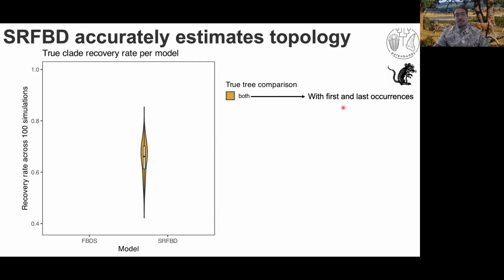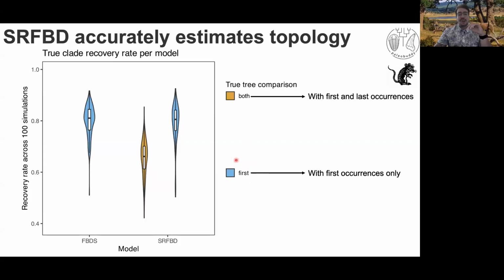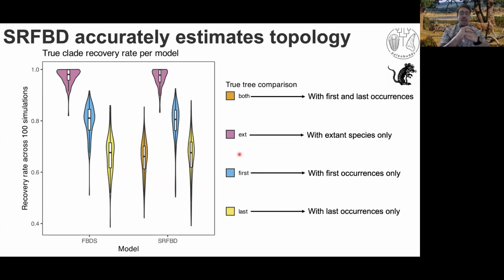When we compare to the true tree with both first and last occurrences, of course, we can only do that for our SRFBD trees, which output stratigraphic range trees. We see a median of around 70% recovery rate, high variation, but in general, I think pretty good results for a first implementation of the model. When we compare to the tree with first occurrences only, last occurrences only, or our extant only tree, in all cases, we see similar results, improving with the smaller tree, and in general, a comparable performance between SRFBD and FBD specimen, which again, I think is good news for the newer model.